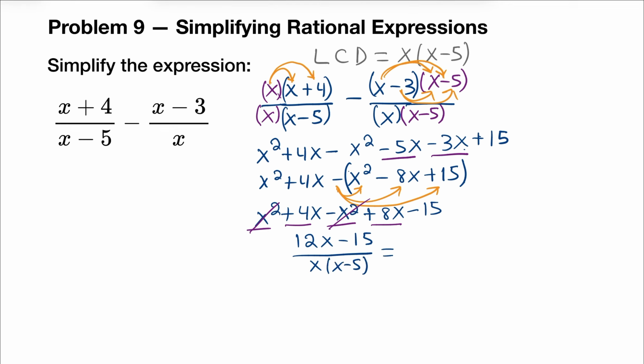But it's simplified. However, if you take a look at the numerator, we have 12 and 15, which share a common factor. The common factor they share is 3, so we can factor out a 3. And ask yourself, 3 times what gives you 12x? That is 4x. Minus 3 times what equals 15? 5. And that's over your LCD of x times x minus 5. That is our final answer, and it is completely simplified.